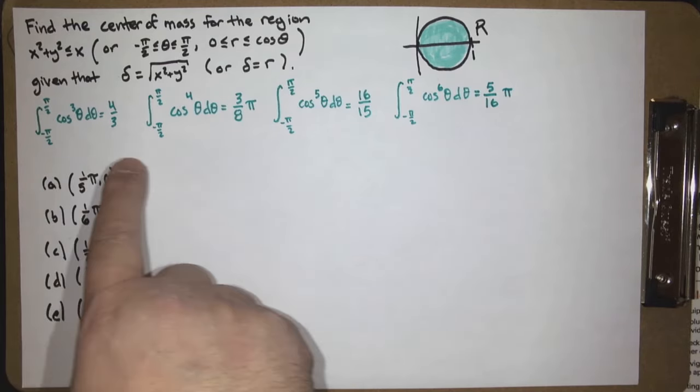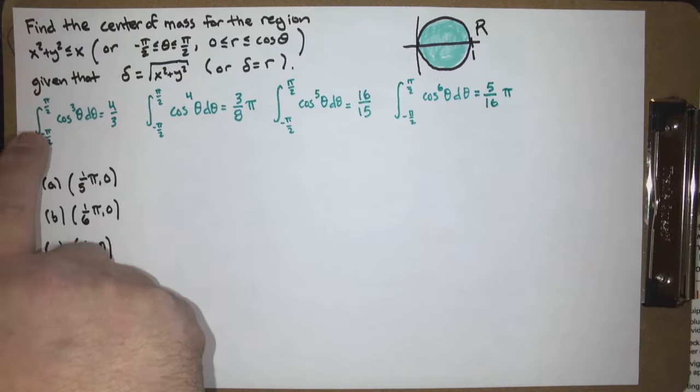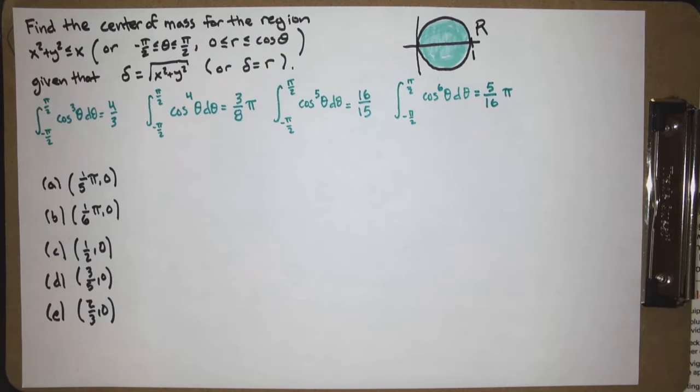And we have some references here, so in case we have to integrate a high power cosine, we don't have to do it from scratch. So we have 5 answers, or at least 5 potential answers. Do we know what it is? Has somebody worked it out?